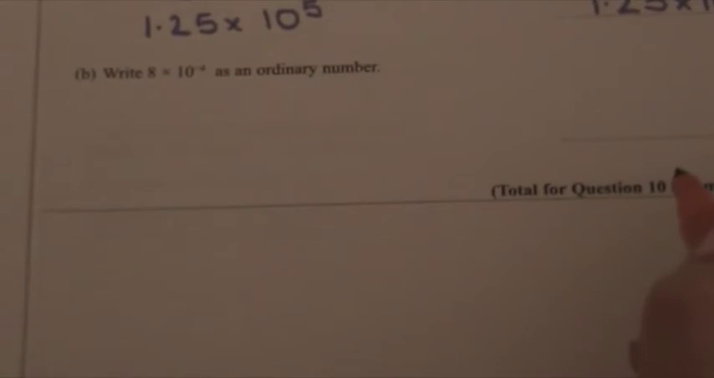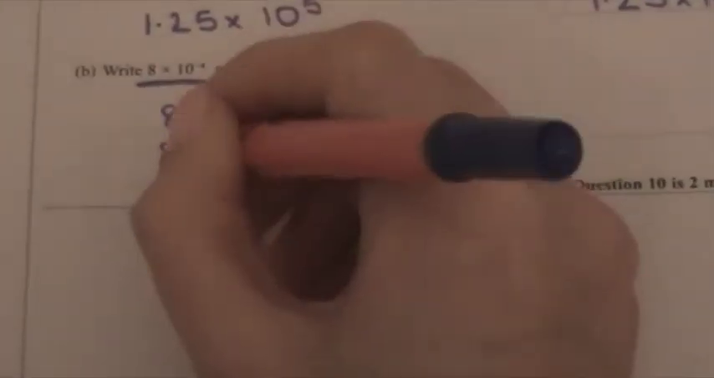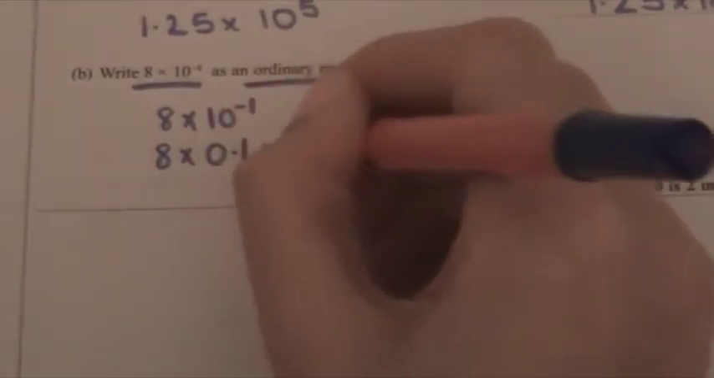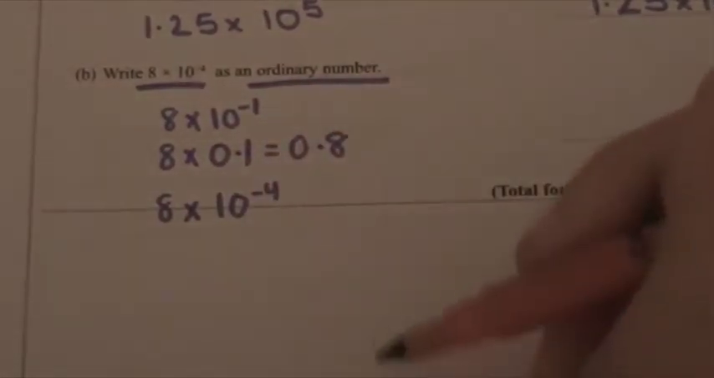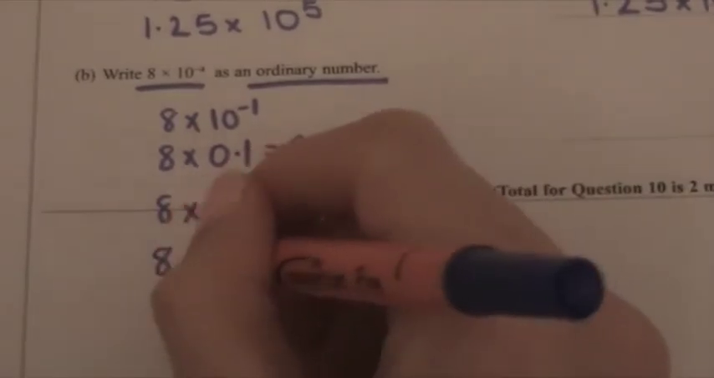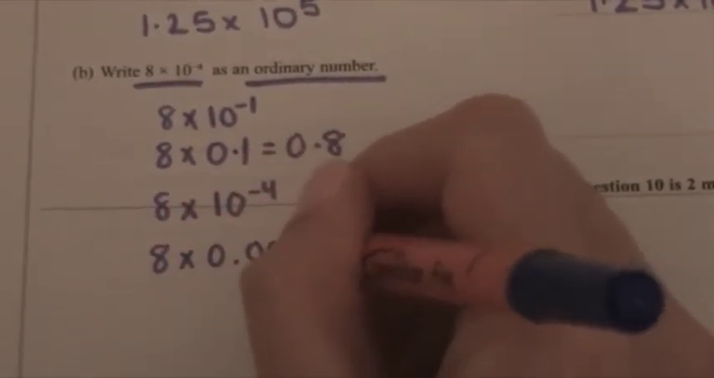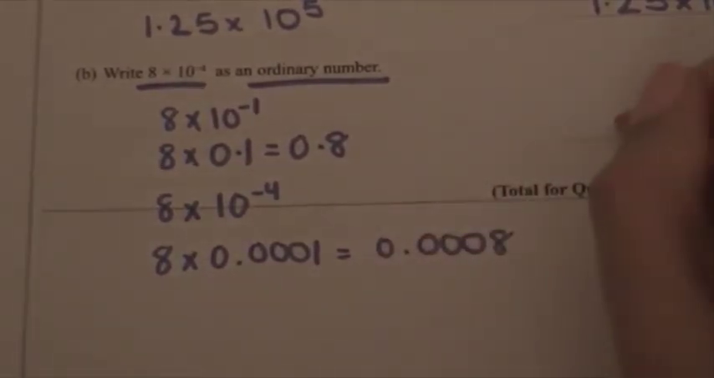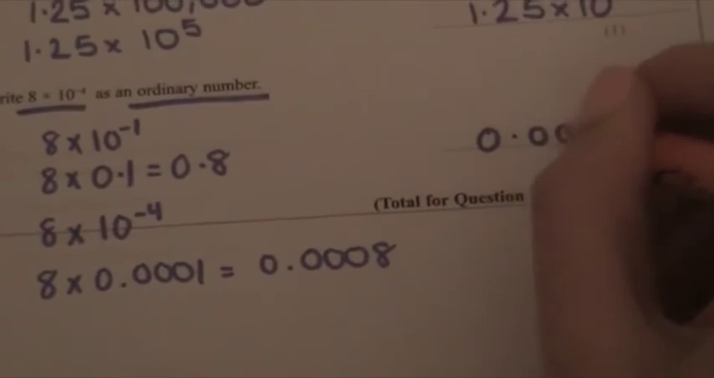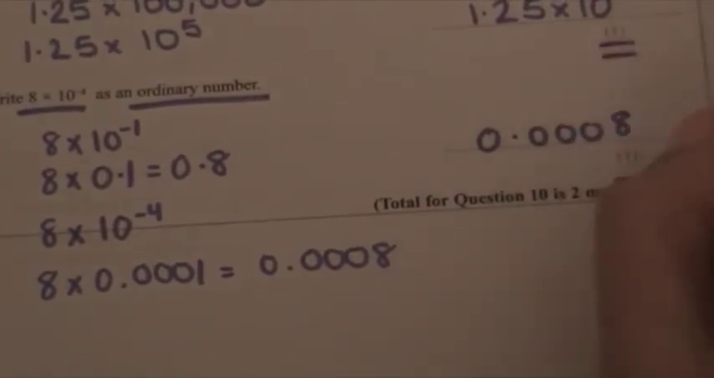Part B, 8 times 10 to the minus 4 this time, as an ordinary number. Now, for example, if it said 8 times 10 to the minus 1, that's the same as saying 8 times 0.1, which would be 0.8. We've got 8 times 10 to the minus 4. So that's a 10,000th. 8 times a 10,000th, which would give me 8 10,000ths. 1 mark for each of those.